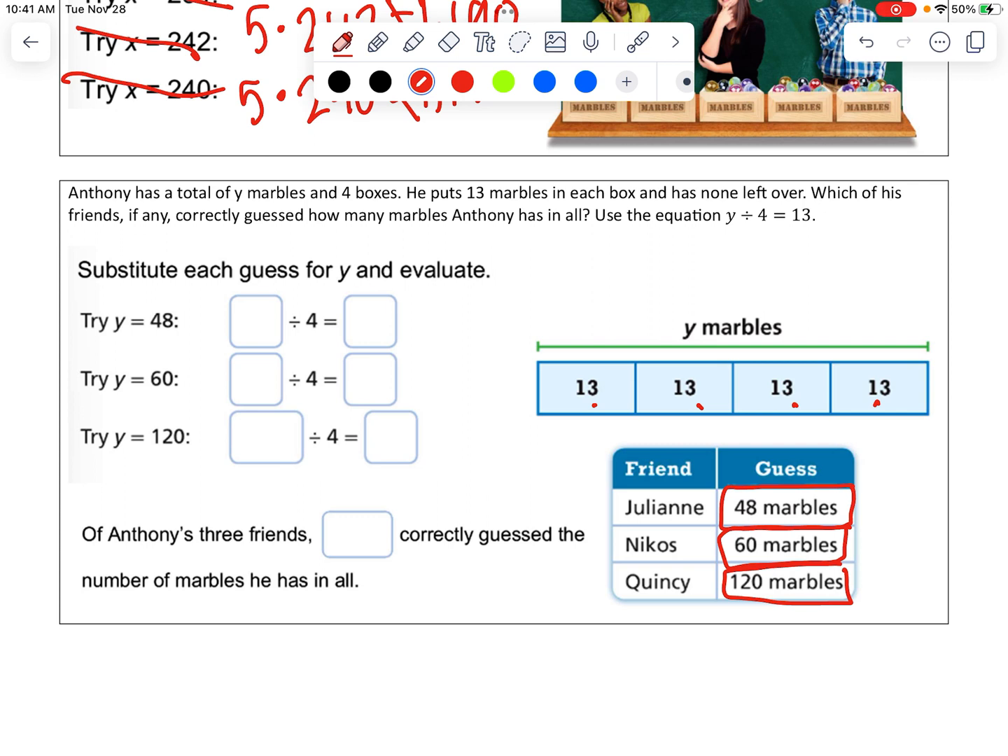So we're going to try, on this first one, we're going to do 48 divided by 4. On the second one, we're going to do 60 divided by 4. And the last one, we're going to do 120 divided by 4. So first thing, we have to do 48 divided by 4. I know 40 divided by 4 is 10, so it has to be a little bit more than 10. But let's divide just in case.